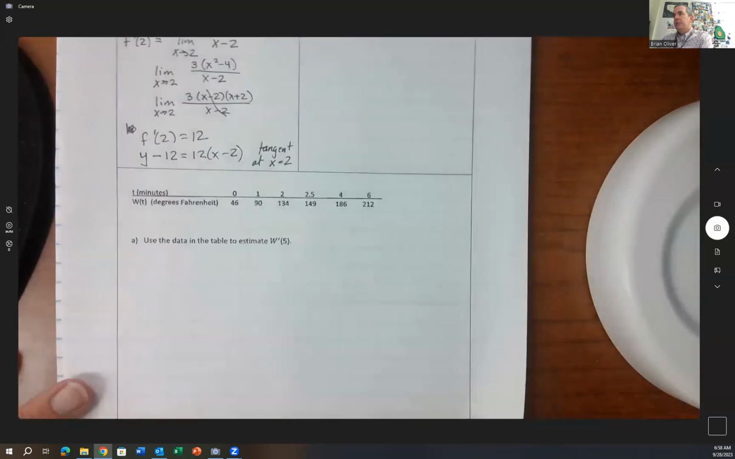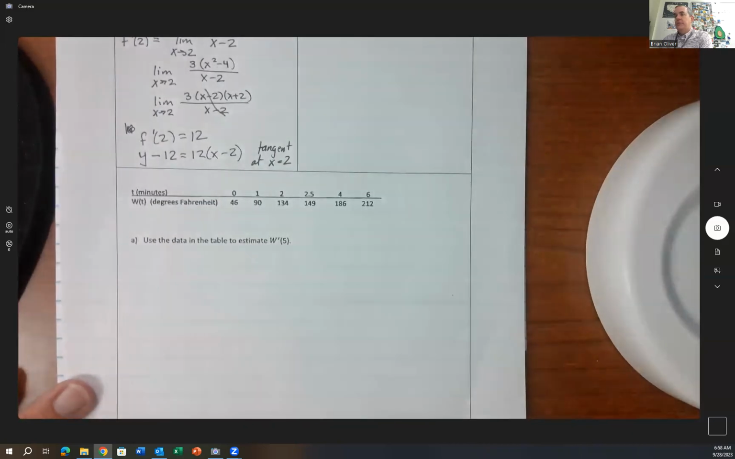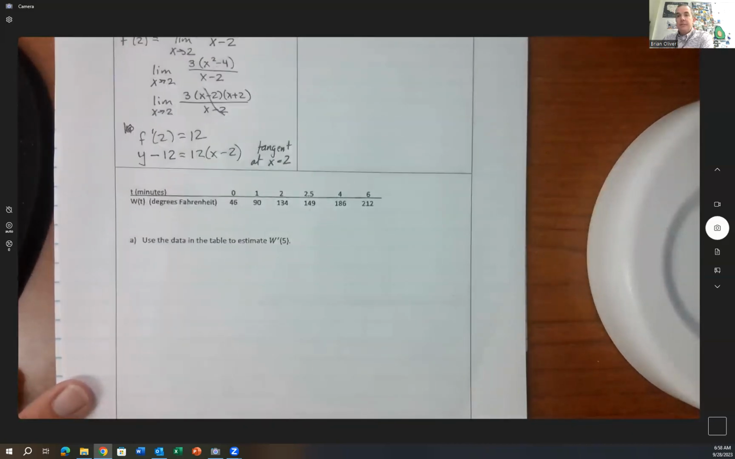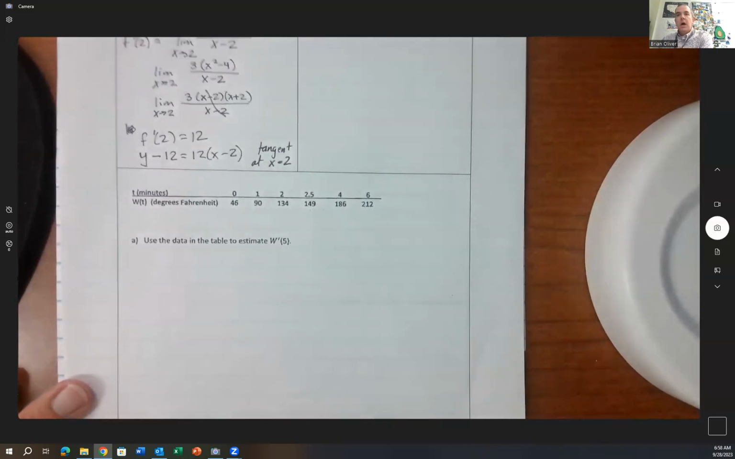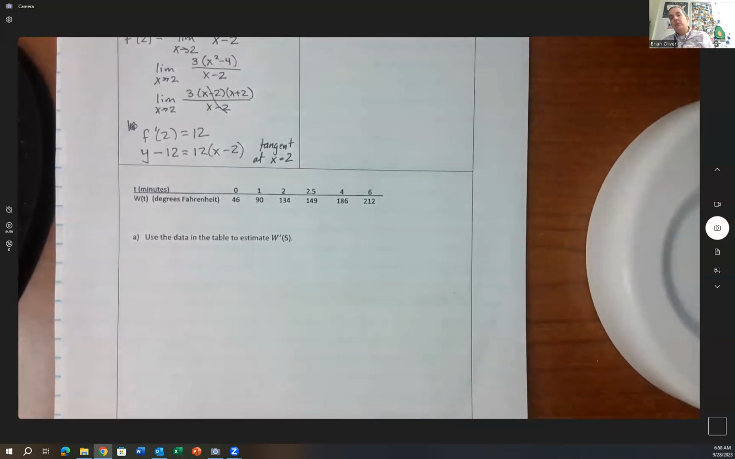So here's what I want to do: I want to estimate w prime of 5. If I want to estimate w prime of 5, that's basically asking what is the slope at 5. If I look at this table, something I'm hoping you notice: first of all, there's no 5 there. But what I can do is take a look and see what the slope is around the point.